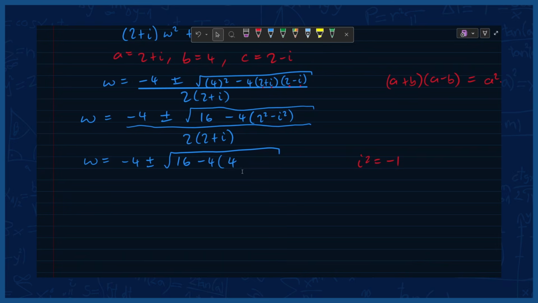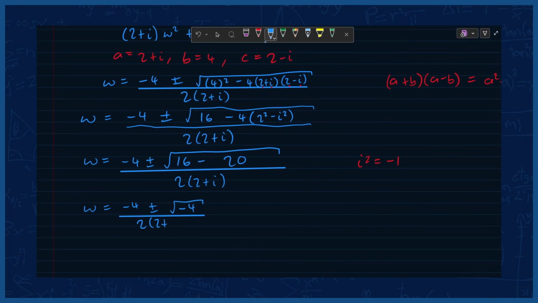So in fact this is 4 plus 1, so I've got negative 4 times 5, which is just negative 20. Okay, so 16 minus 20, and this is all over 2 times 2 plus i. And so what we have is that w is negative 4 plus or minus the square root of 16 minus 20, so of negative 4. And this is being divided by 2 times 2 plus i.